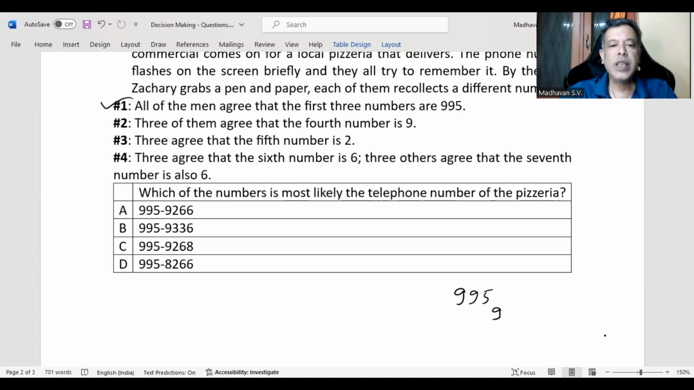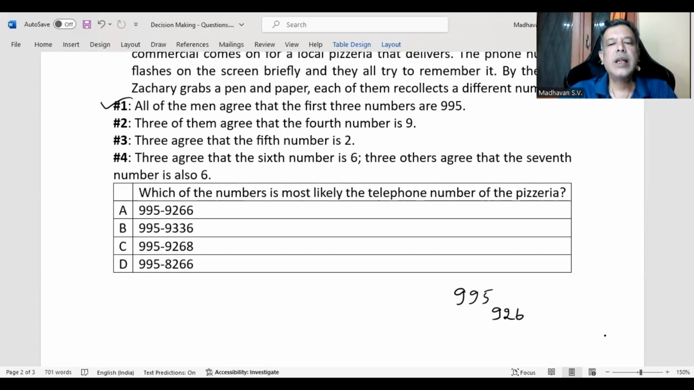Fifth number is 2, 3 agreed again. Maximum 3 out of 4 agreed that the fifth number is 2. We can consider that to be 2. Then 3 agree that the sixth number is 6. Again, 3 out of 4 agreed that the sixth number is 6. We can also go with that.